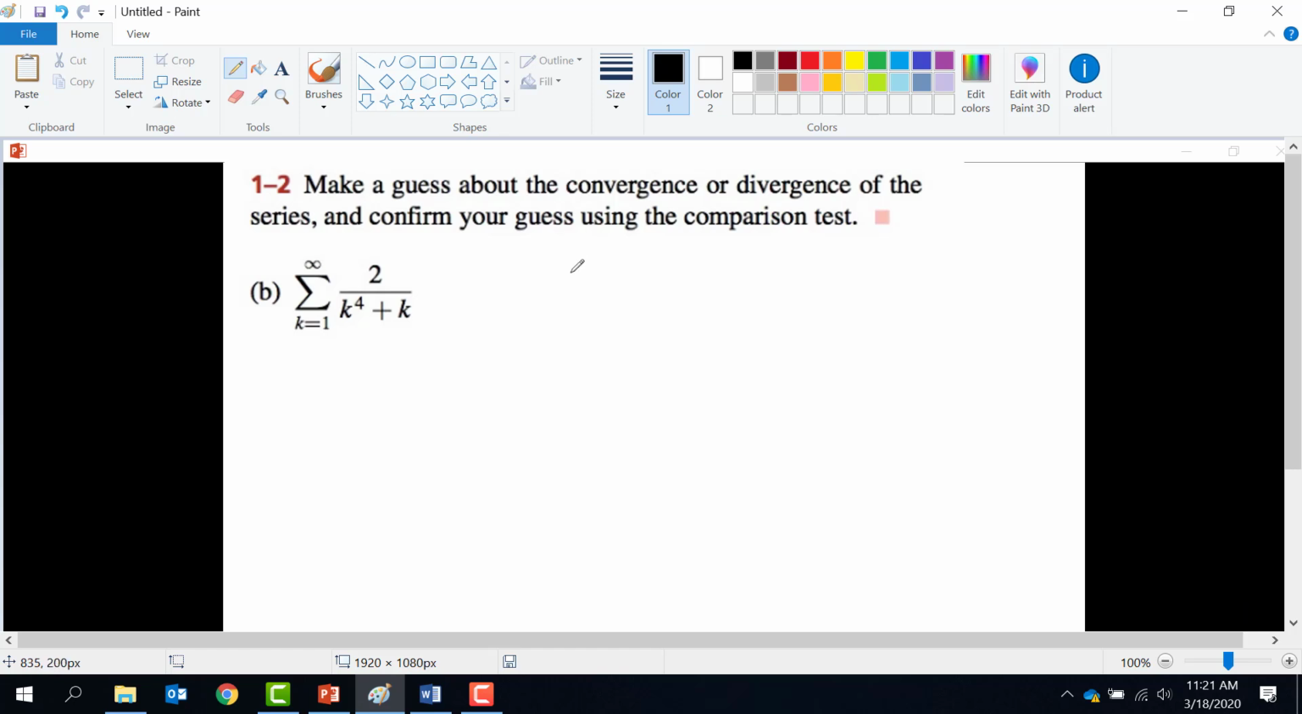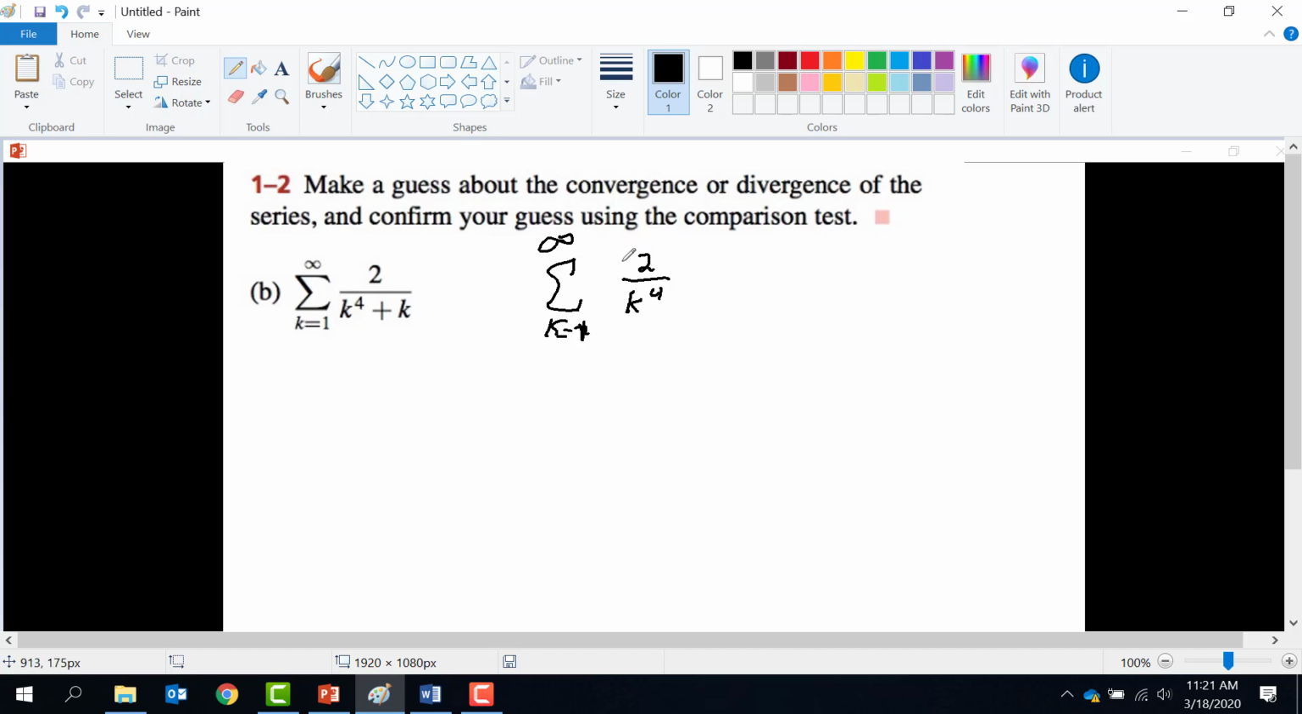So the series that you should compare this to will be the sum from k equals 1 to infinity, and there's only one term in the numerator, so we'll do that. And in the denominator, we have the k to the fourth plus k. The fastest growing term there is k to the fourth. And this is what we're going to compare it to, 2 over k to the fourth.